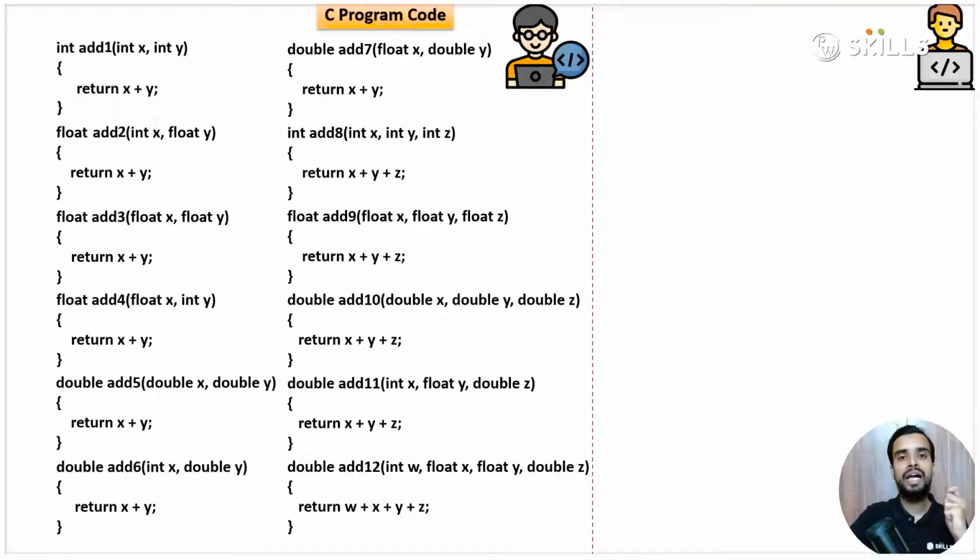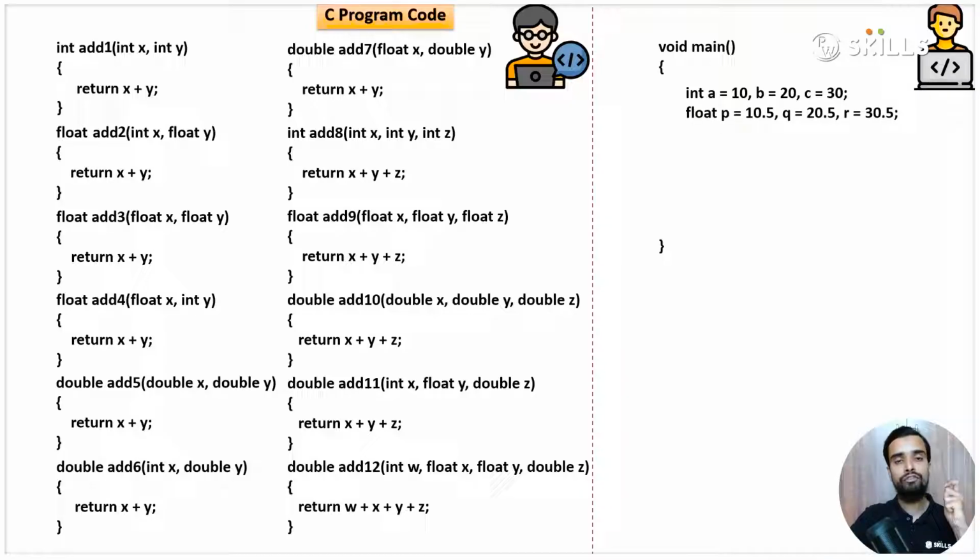Hence, he would start by writing the main function like this. And within the main function, the second developer would first and foremost create a few integer, a few floating point variables, and a few double type variables within his program like this. He would like to create three integer variables called a, b, c. He would also like to create three floating point variables called p, q, r.